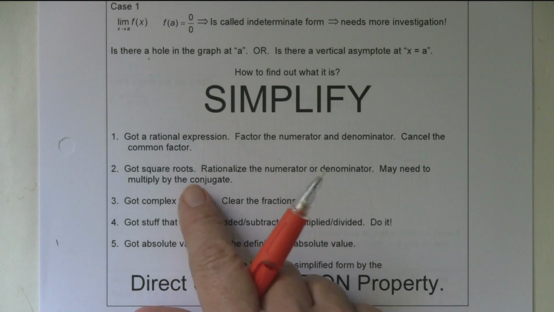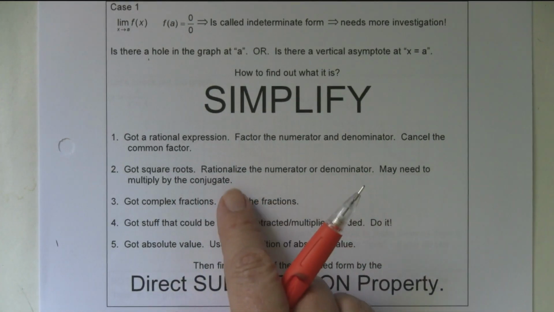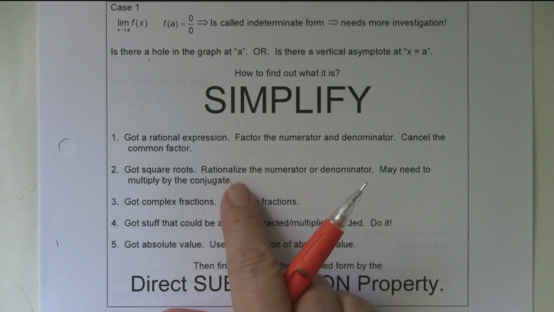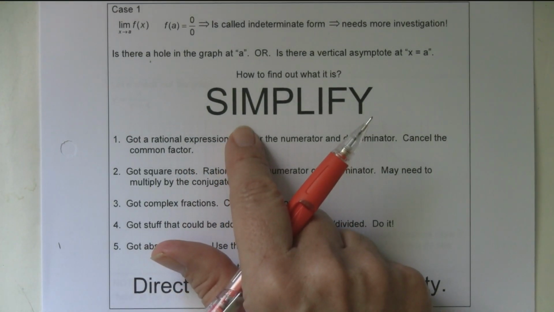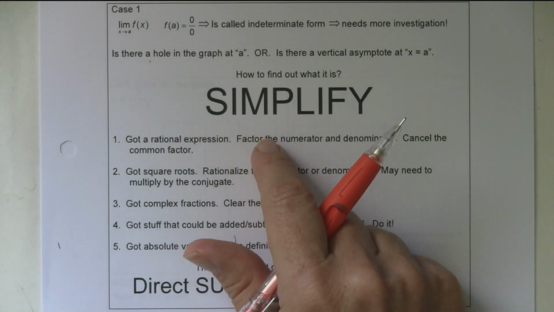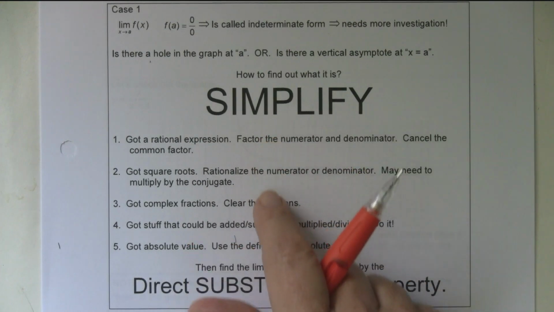If you got square roots, you might be able to rationalize the numerator and the denominator. You may need to multiply by the conjugate. Then you will have this, and hopefully you'll be able to factor and cancel out a common factor in the numerator and the denominator.